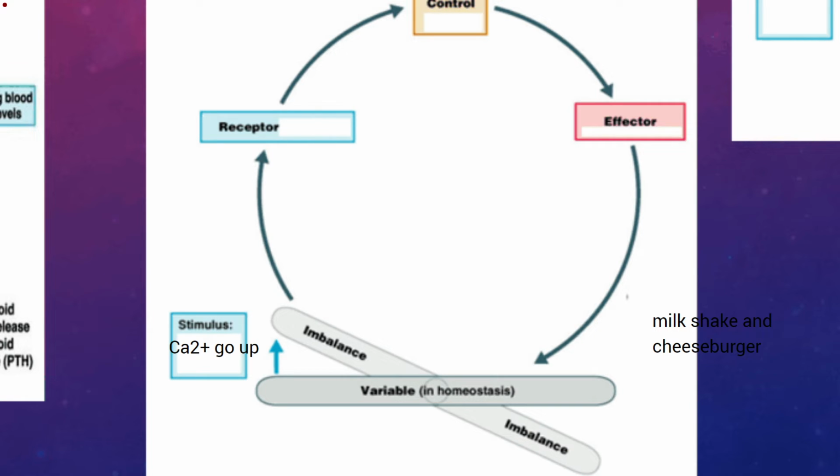Blood calcium levels go up. The sensor or receptor for that is the thyroid gland. As a control, the thyroid releases calcitonin. And that calcitonin stimulates the bone to absorb calcium. Right, we go back to normal blood calcium levels. Take a minute and get that down.